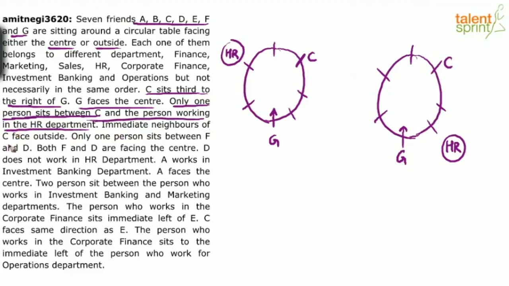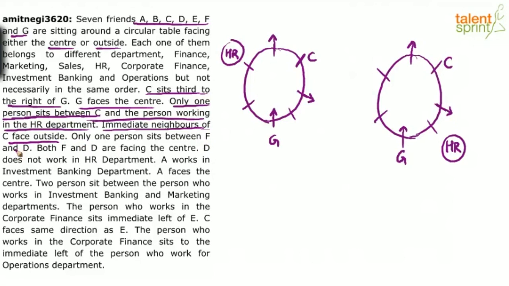Next, immediate neighbors of C face outside. So do this in both the arrangements now. Immediate neighbors of C will face outside. Okay. Only one person sits between F and D.